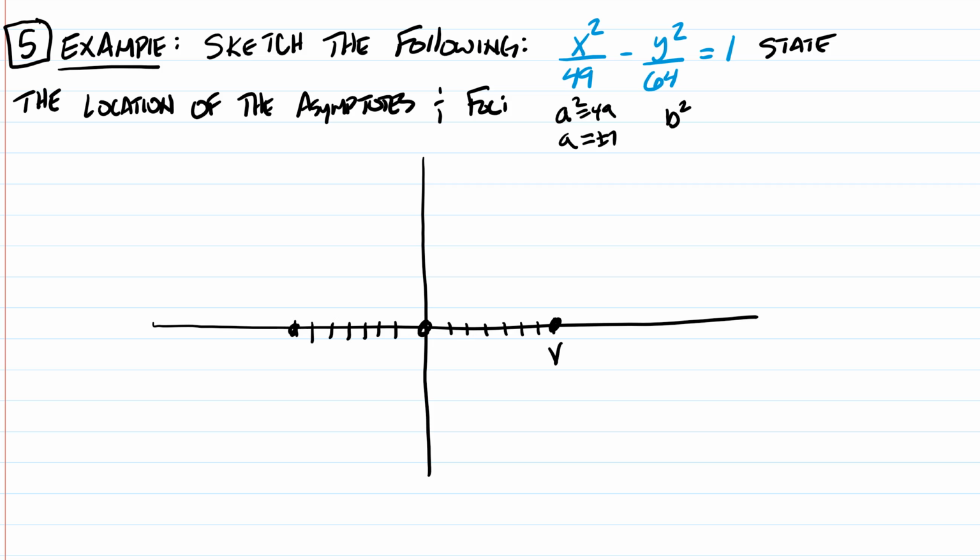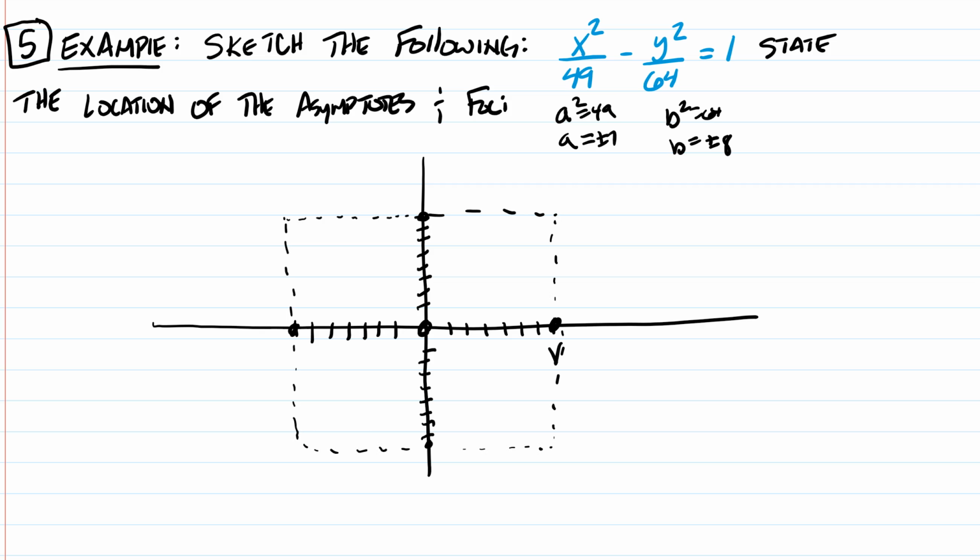Now b squared is equal to 64. So b is equal to plus or minus 8. So I'm going to go up 8. 1, 2, 3, 4, 5, 6, 7, 8. And down, 1, 2, 3, 4, 5, 6, 7, 8. And now I actually have enough to draw my box because all I need is the a value and the b value.